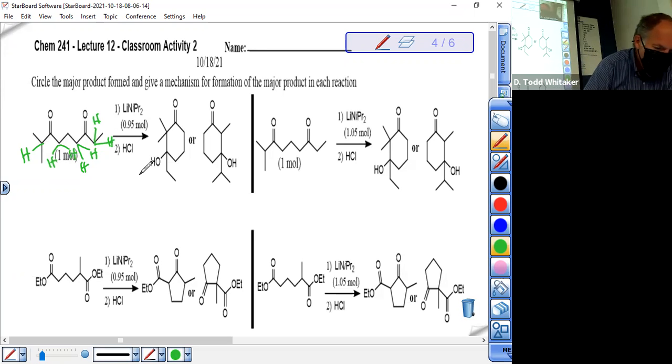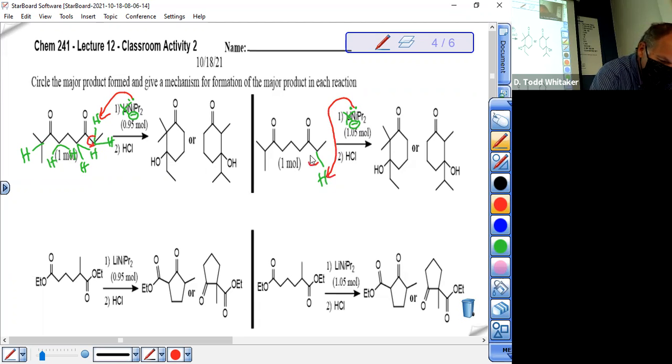So both reactions have LDA. Lithium's gone. Nitrogen has lone pair and a minus. It's doing the same thing in both mechanisms. Grab the least hindered H. Make an enolate.